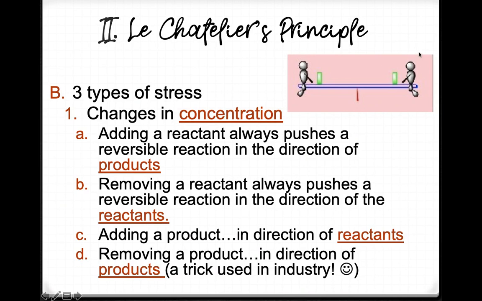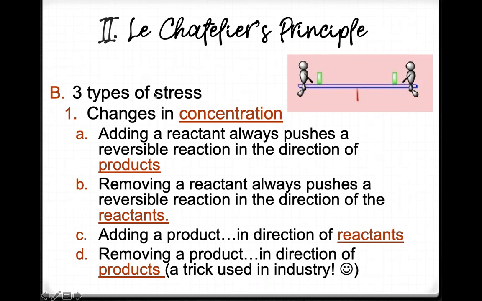And if you remove a product, then the reactants are like, we need to make more product. And so that's a trick that often is used in industrial reactions. Like, for example, if you're trying to produce ammonia for fertilizer from nitrogen and hydrogen, as the ammonia forms, if you remove it, the nitrogen and hydrogen are like, we have to make more. We have to get that balance. And if you remove the ammonia, it will make more.